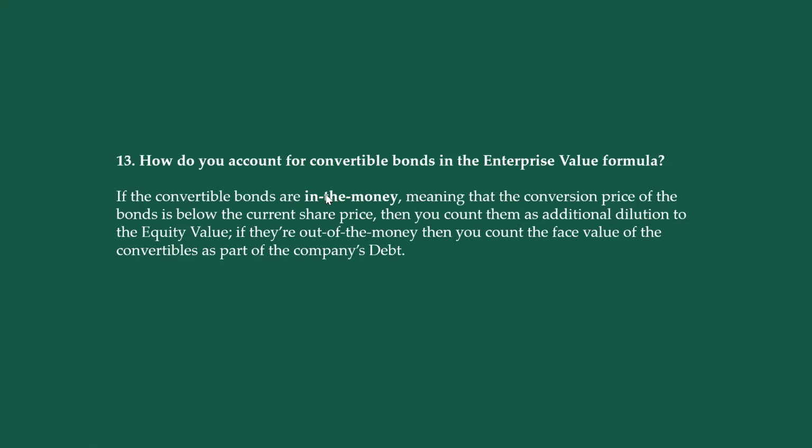So in the money is when the current stock price is greater than the conversion price, and out of the money is when the current stock price is less than the conversion price. So the bondholder will keep it as debt until then.